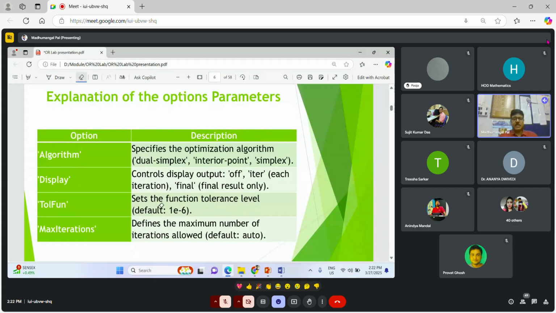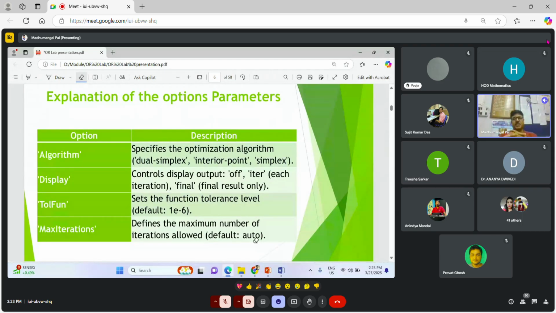The function tolerance sets the tolerance level, with a default value of 10 to the power minus 6. You may change it to 10 to the power minus 5, or to 10 to the power minus 8, like that. Max iteration defines the maximum number of iterations allowed, but the default value is auto. If you remove this parameter, then MATLAB automatically repeats the iteration up to the last stage, that means until the optimality condition is satisfied.